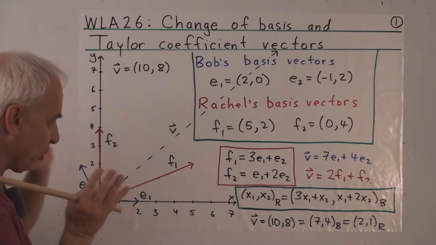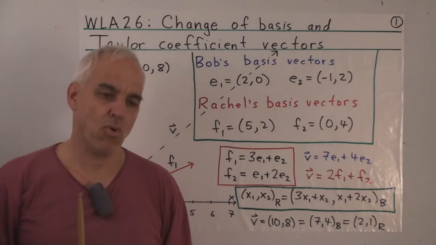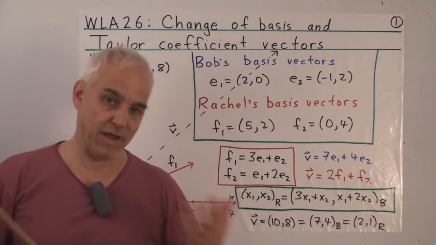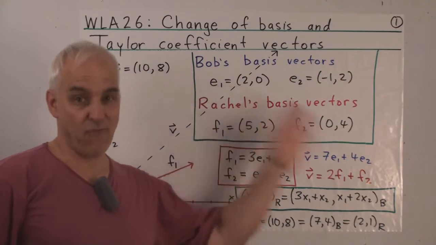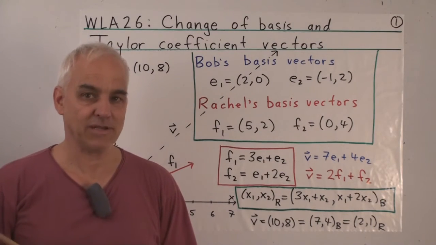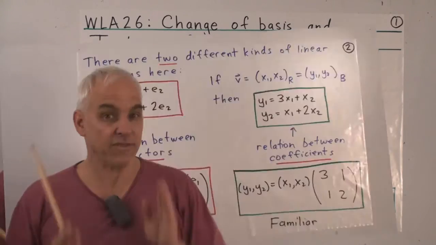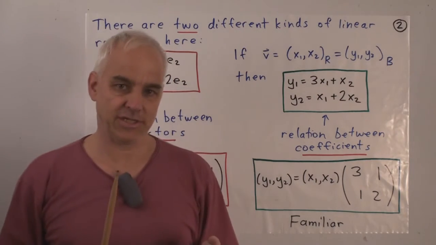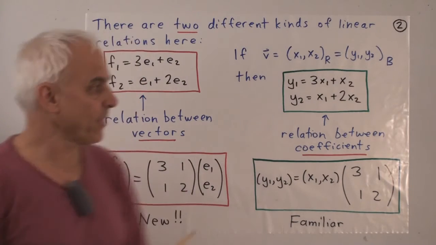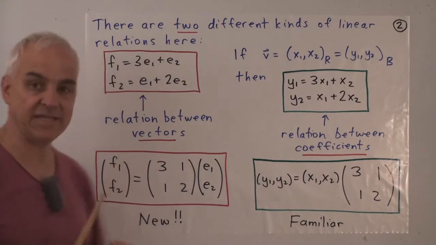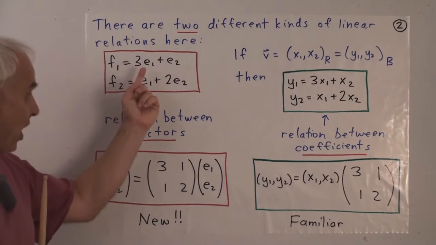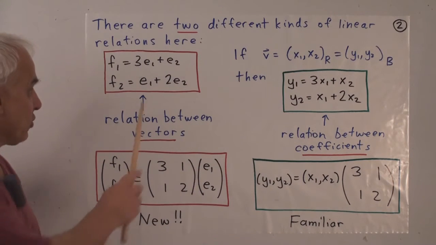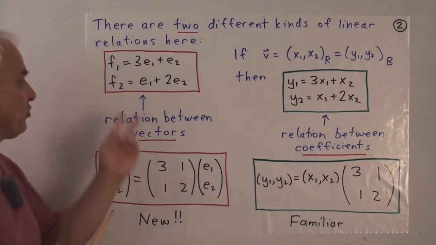All right, so what we want to do today is look at this in a somewhat more systematic framework now. We've had more experience with vectors and matrices and so on, so I want to reformulate this and lay it out for you in a somewhat novel way. Let's make the observation that there are actually two different kinds of linear relations on that previous slide. There's the linear relation between the basis vectors themselves, between Bob's basis vectors E1, E2, and Rachel's basis vectors F1 and F2. So over here we have a relation which is between vectors.